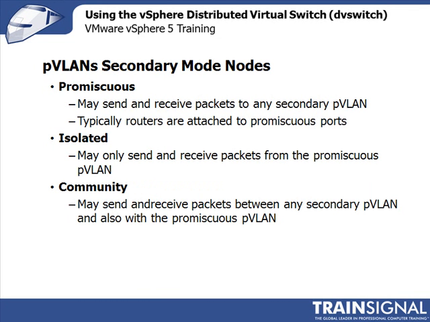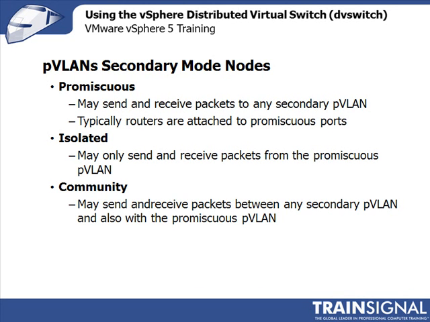Now, a promiscuous port is typically associated with a router. A promiscuous port can talk to any other port group or any other mode. So it can talk to the isolated and it can talk to community. Now, isolated is exactly what the name implies. You put a host in an isolated secondary private VLAN, and the only port it can talk to is that promiscuous or router node or port. Now, a community means that you can have 2, 3, 4 multiple hosts in that community that can talk to each other and also can talk to the promiscuous port.